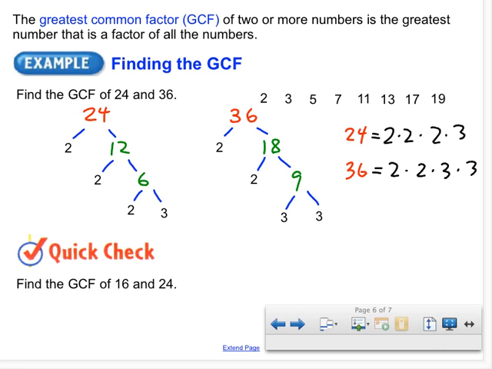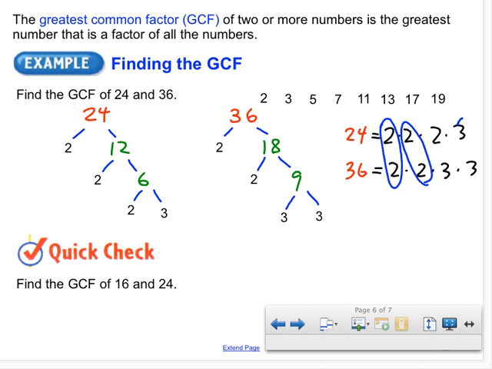And now everywhere I have a match between the top and the bottom, I'm going to circle a pair. So do I have a 2 between the 24 and 36? Okay, go ahead and circle a pair. Now, do I have another 2 to go with this one? Okay, go ahead and circle a pair. Do I have a 3 to go with this 3?